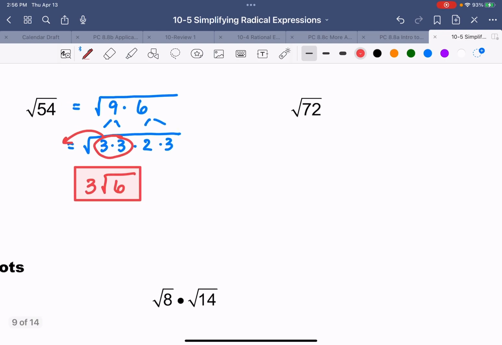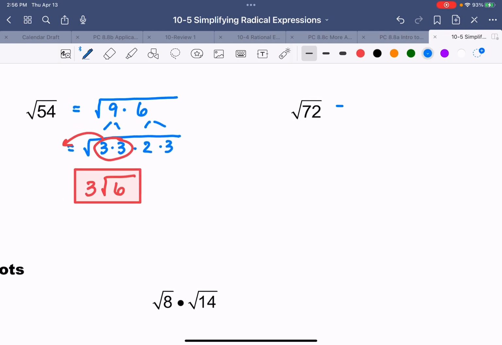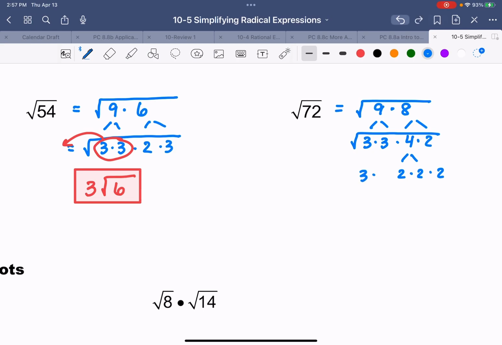Okay, square root 72. You can start with lots of products. I'm going to start with 9 and 8. Break 9 up into 3 times 3. I can break 8 up into 4 times 2. 4 still breaks down, so I actually have 3 2s. And 2 3s. So I could take out a 3 and a 2. Those get multiplied. So it's going to be 3 times 2 outside, which is 6, with 1 leftover square root 2.